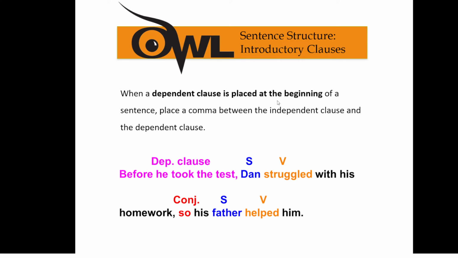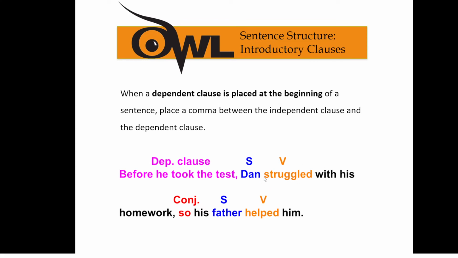So when a dependent clause is placed at the beginning of a sentence, you place the comma between the dependent clause and the independent clause. Take a look at the example. "Before he took the test," dependent clause, comma, "Dan struggled with his homework."